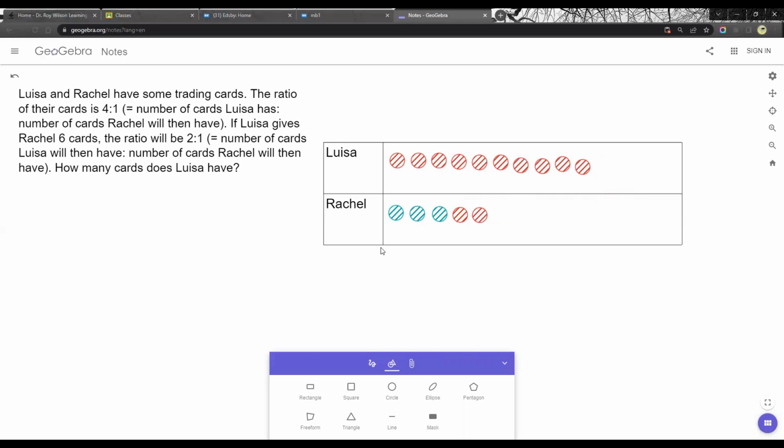So now we've fully represented the scenario. Luisa has 2 times as many cards as Rachel. Therefore, their ratio is 2 to 1 in this scenario. Now, it also says, if Luisa gives Rachel 6 cards, the ratio will be 2 to 1. When representing this, we gave Rachel 2 circles. So that must mean these 2 circles right here represent 6 cards.